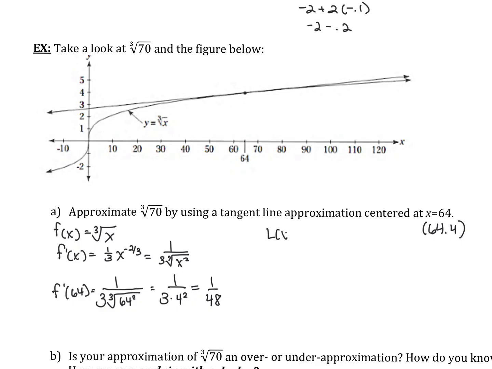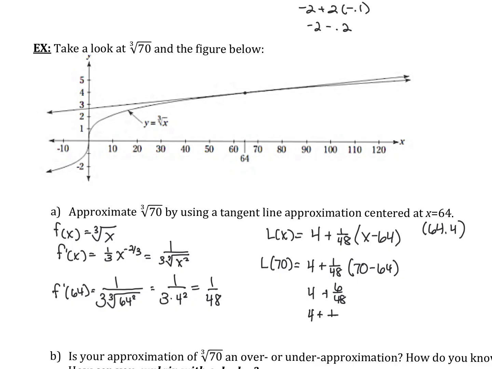So if I were to write a tangent line approximation, I'd start with my y value, we said was 4, plus my slope of 1/48, times x minus my x value of 64. Now, if my goal is to solve it at 70, what am I going to do? Well, I'm going to plug in 70. So we get 4 plus 1/48 times 70 minus 64, which means I would get 6/48 plus 4. Probably would be easier to reduce that to 1/8, and this is all L of 70, the linear approximation at 70.